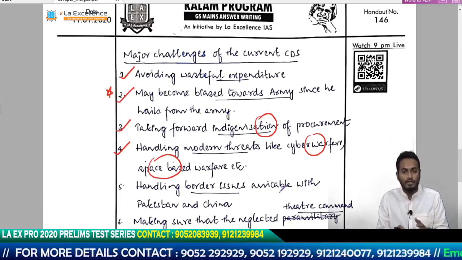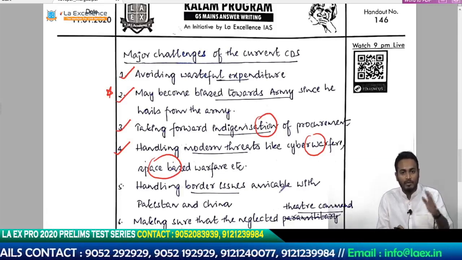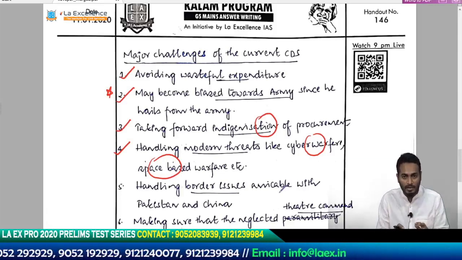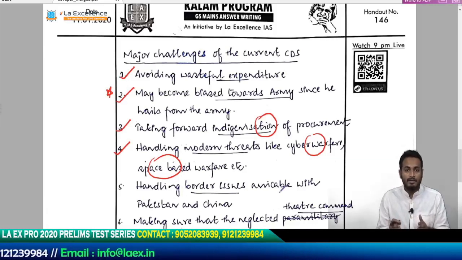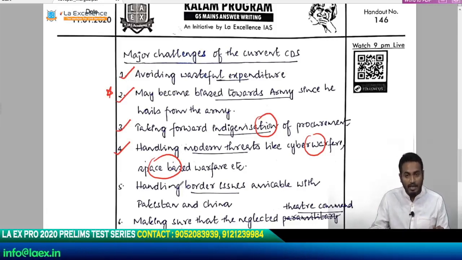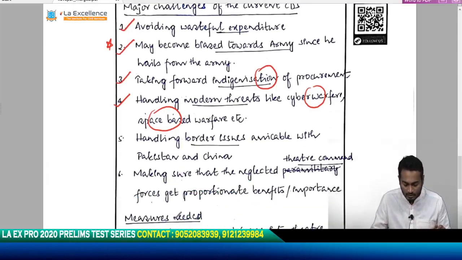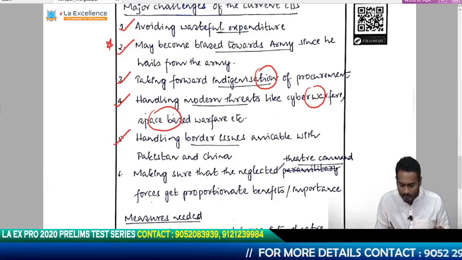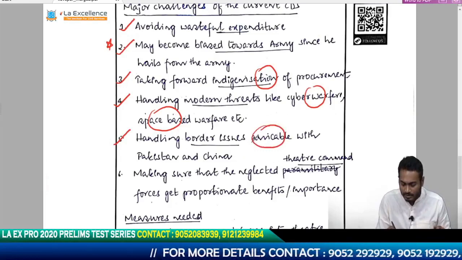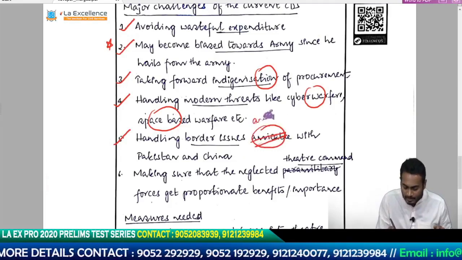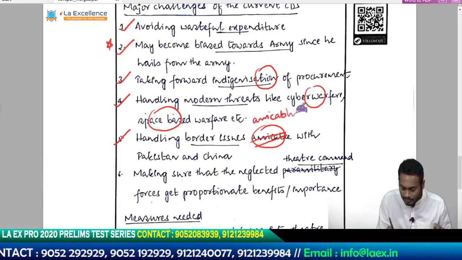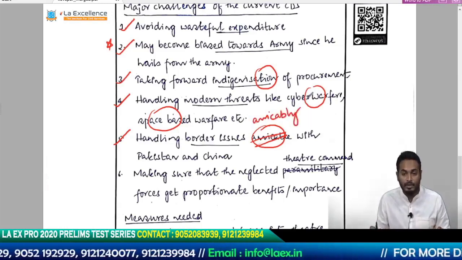The modern threats are not fought on the battlefield. They happen over the internet, they happen over the space and so on. So how do we handle these issues? This can be something that he can look at. Okay, and this is a challenge that he faces. Okay, so that is a good thing. Handling border issues amicably with Pakistan and China. I don't know what he meant here. Handling border issues amicably. That could have been his choice of words. Amicably with Pakistan and China.